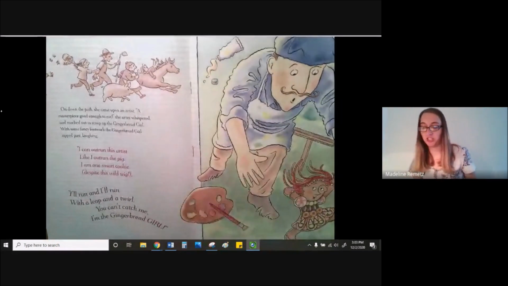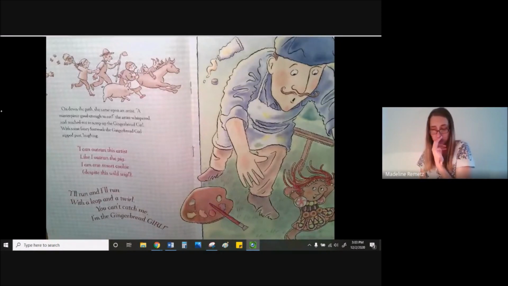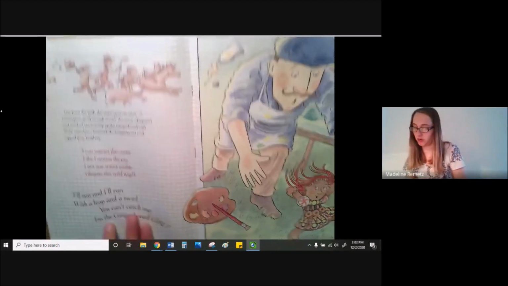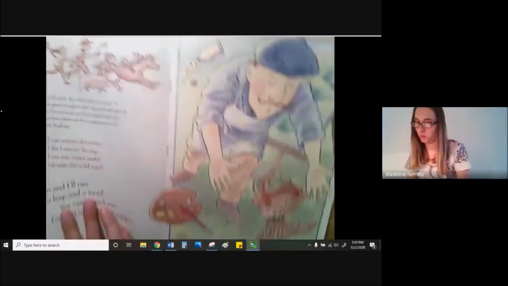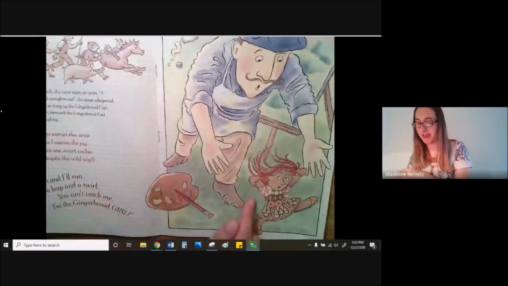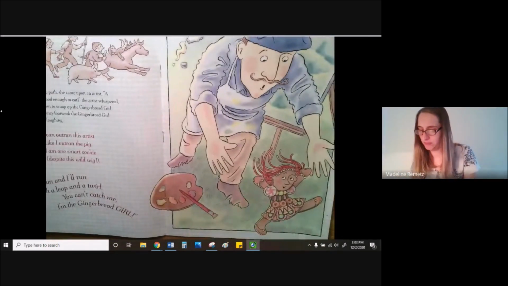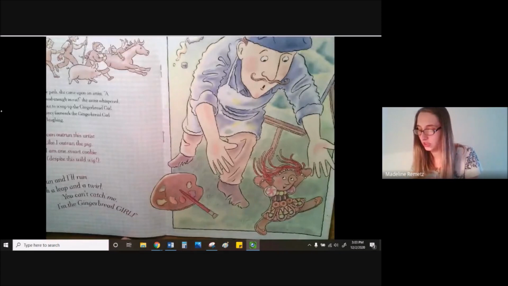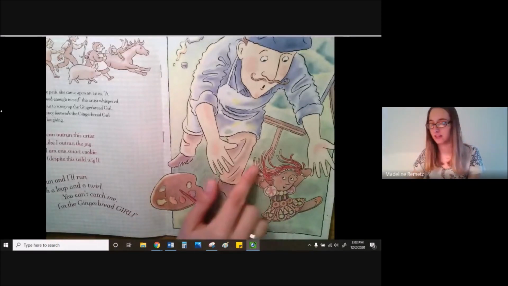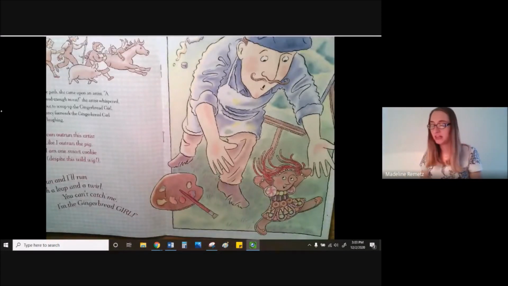On down the path, she came upon an artist. "A masterpiece good enough to eat," the artist whispered, and reached out to scoop up the gingerbread girl. With some fancy footwork, the gingerbread girl zipped past, laughing. "I can outrun this artist like I outran the pig. I am one smart cookie, despite the wild wig," which she means her hair. "I'll run and I'll run with a leap and a twirl. You can't catch me, I'm the gingerbread girl."